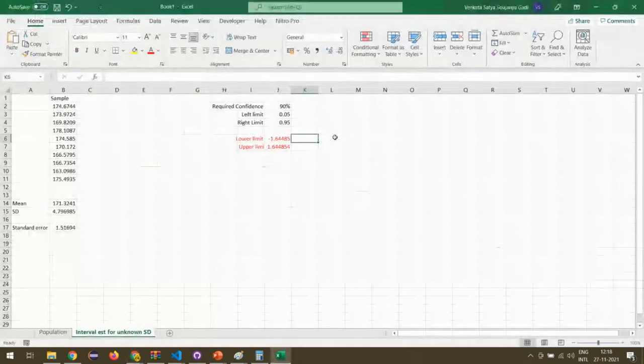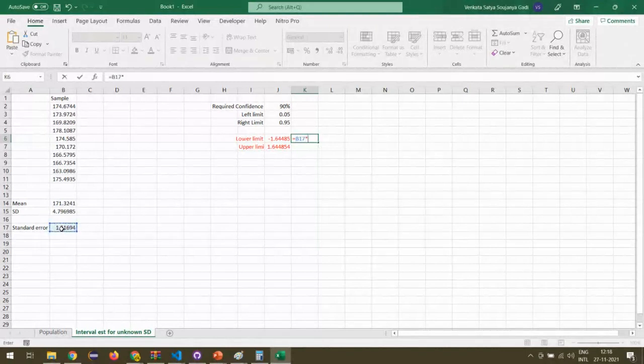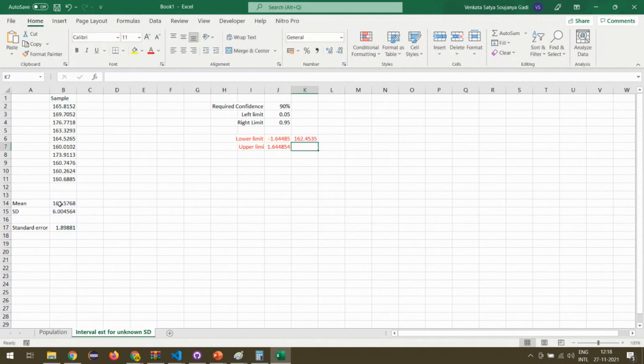So we use the same formula. We say sigma, this standard error we have to take, sigma times Z for the lower limit, sigma times Z plus the mean. Here it is the mean. The same formula we copy below, but here I have to fix these values for the P. I fix this one and I fix this one, so I can copy down. So I get upper limit and lower limit as this.